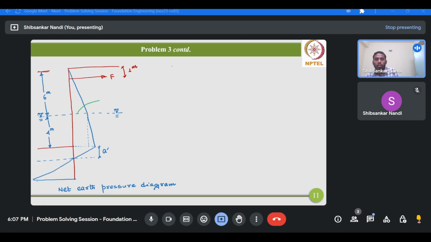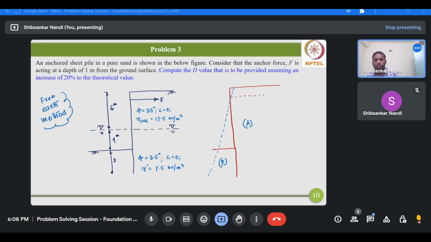For that, first we need to know the coefficients of active and passive earth pressure. So Ka will be 1 minus sine 35 divided by 1 plus sine 35, therefore 0.271. And the coefficient of passive earth pressure Kp is 1 plus sine 35 divided by 1 minus sine 35, therefore 3.690. So these are the two values.